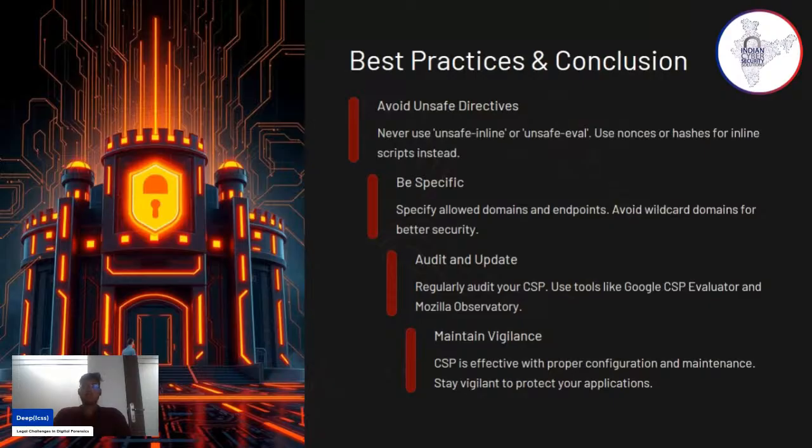We need to follow these steps so that our website will be secure and no black hat hacker can perform attacks on it. First, avoid unsafe directives: never use unsafe-inline or unsafe-eval. Use nonces or hashes for inline scripts instead. Be specific: explicitly allow domains and endpoints, and avoid wildcard domains for better security.